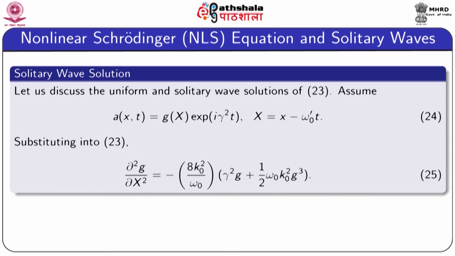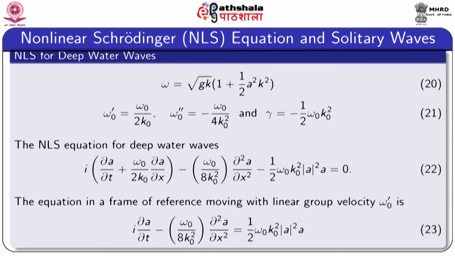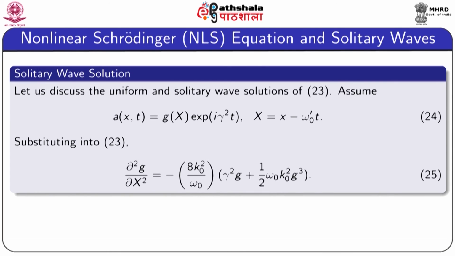Mainly we are interested in finding the solitary wave solution of the previous equation, that means of equation 23. For that we assume the solution in the form amplitude A equals G(X) into e to the power i gamma square t, where capital X is small x minus omega 0 dash t. So, substituting 24 into 23, we get an equation in G which is written in 25.